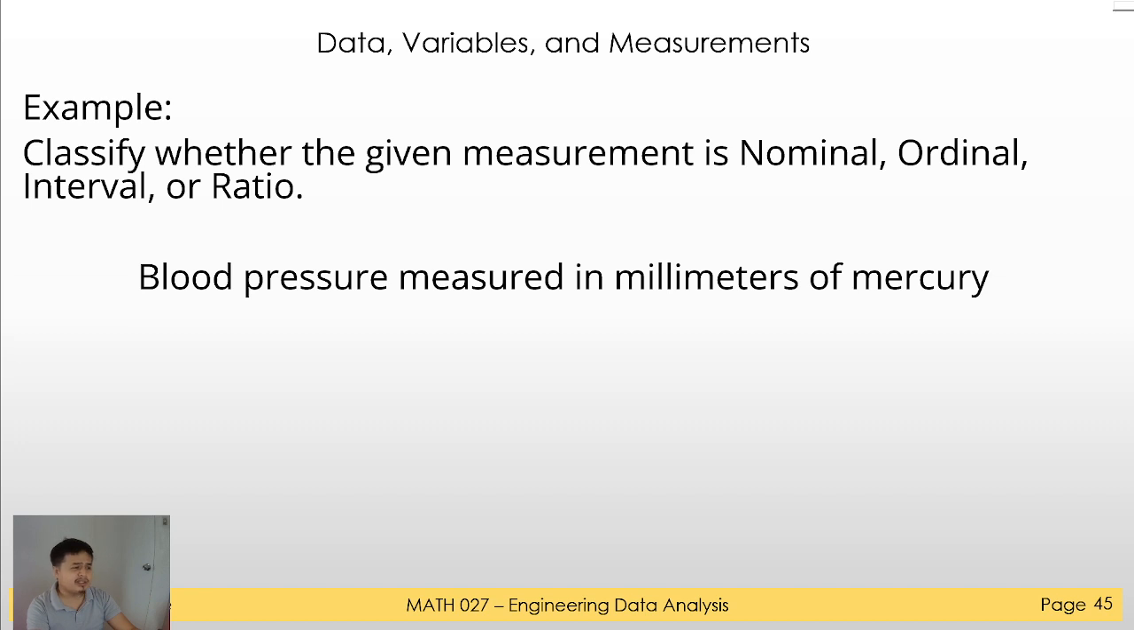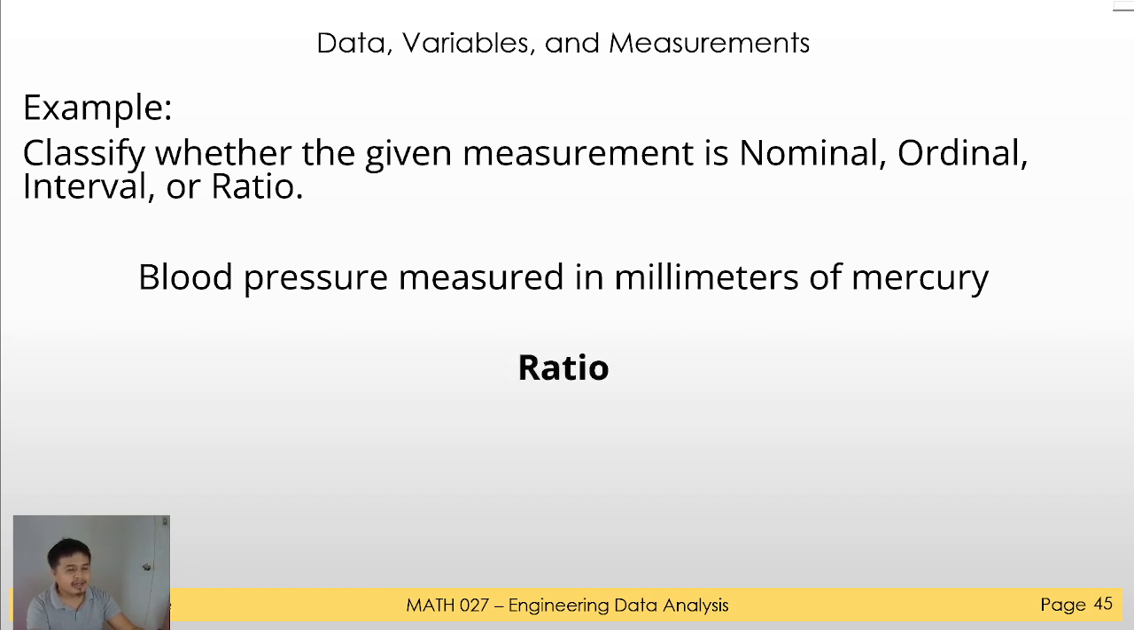And then last one, we have a blood pressure measured in millimeters of mercury. So it has a meaningful 0. At 0 pressure, you have no blood pressure. Okay, so this is ratio.